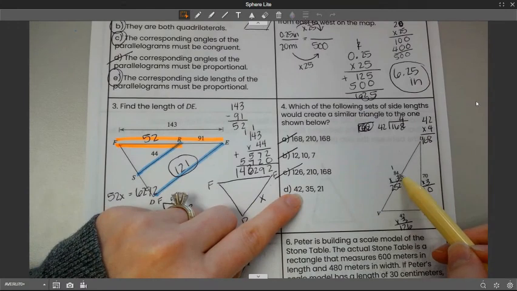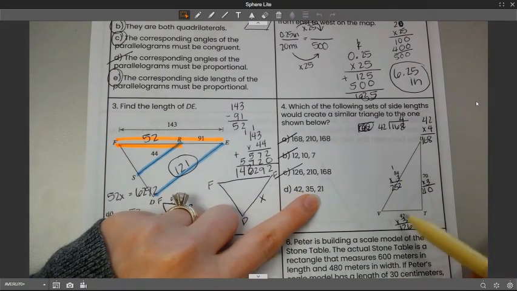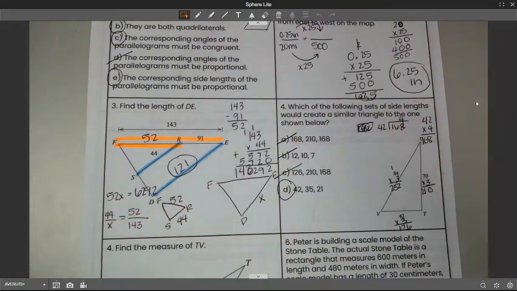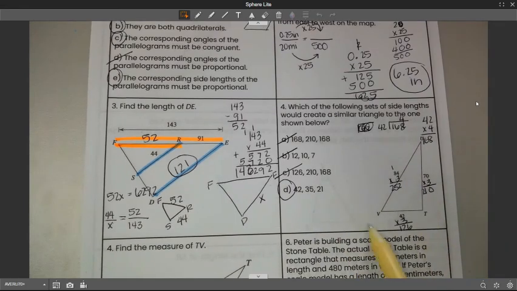84 divided by 2 is 42, 70 divided by 2 is 35, 42 divided by 2 is 21, so this is the side length that matches. Basically, you're seeing what can I multiply all of these by the same number to produce these numbers.